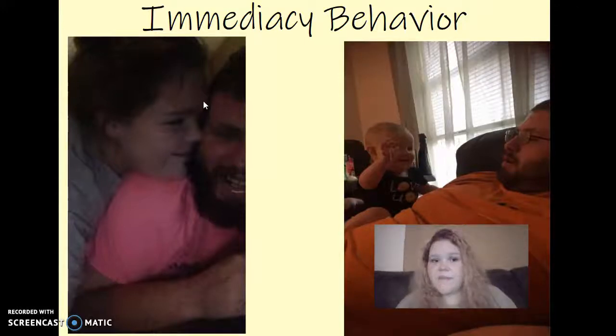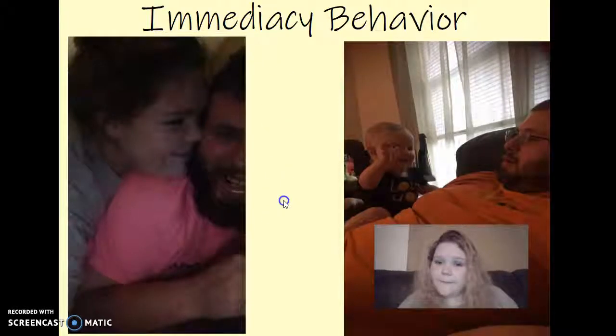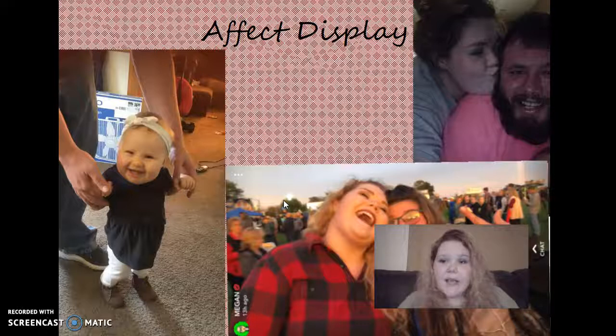Immediacy behavior is a nonverbal form of communication that shows your attraction or your affiliation. So the picture on the left, you can see how much I'm attracted to my fiance and that I love him. And the one on the right, you can see how much my daughter loves her dad, even though he's staring at the TV.